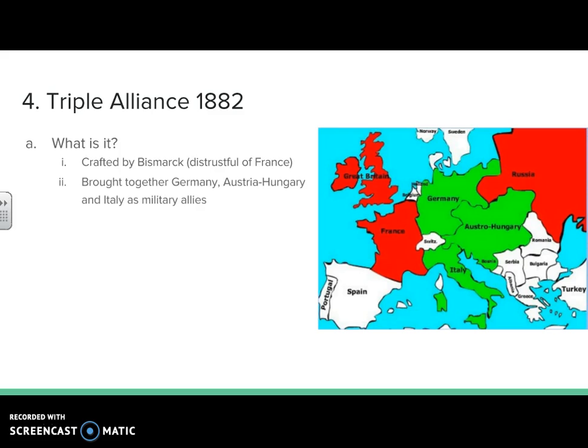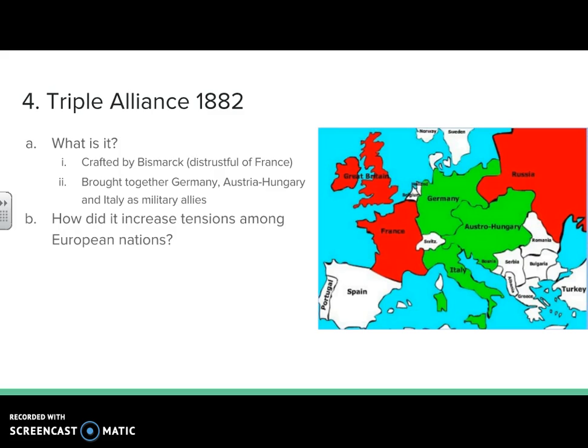So his idea was to bring together at least two of the five great powers so that they would be able to defend themselves against France. But once Bismarck is gone, that thinking starts to shift, right? But Germany obviously still wanted allies, and so they entered into military alliances with the Austro-Hungarian Empire and also Italy.